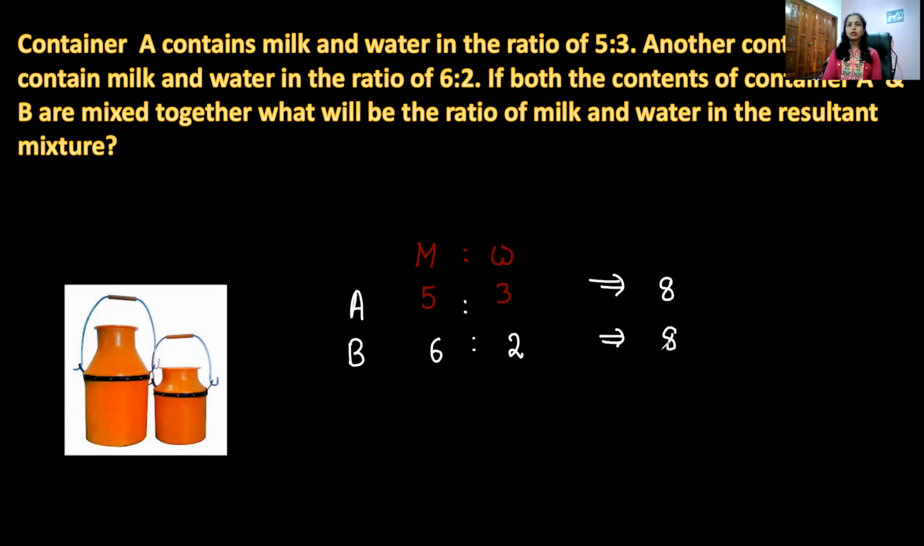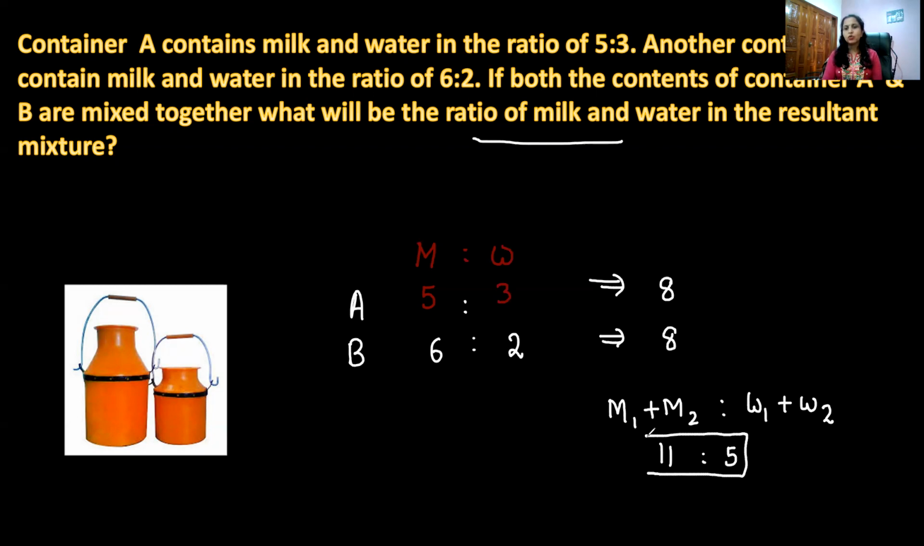you don't have to do anything, no finding LCM, no extra steps. What you do is add milk and milk, and add water and water. Okay, so milk and milk is how much? 11, and water becomes 5. So what will be the answer? The ratio of milk and water in the resultant mixture is 11:5. So this is the short trick.